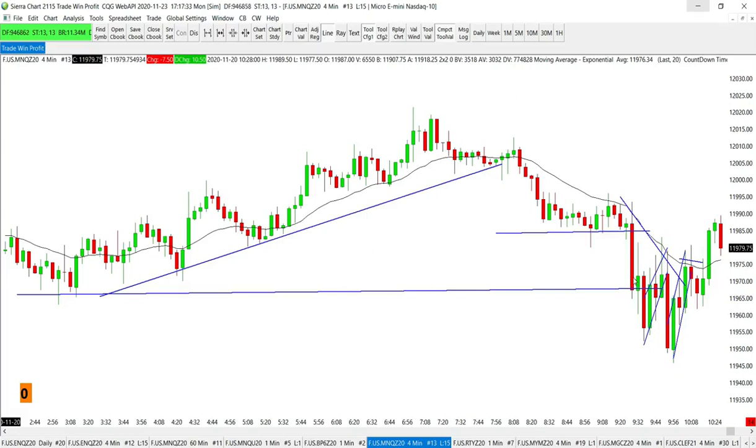Okay, guys. So basically, this is the 4 minute chart. The Nasdaq. This is on Friday. I missed this trade right here, so I'm gonna show you guys. We had this nice break right here, and we broke this support right here. So I was looking for a pullback and some type of continuation.